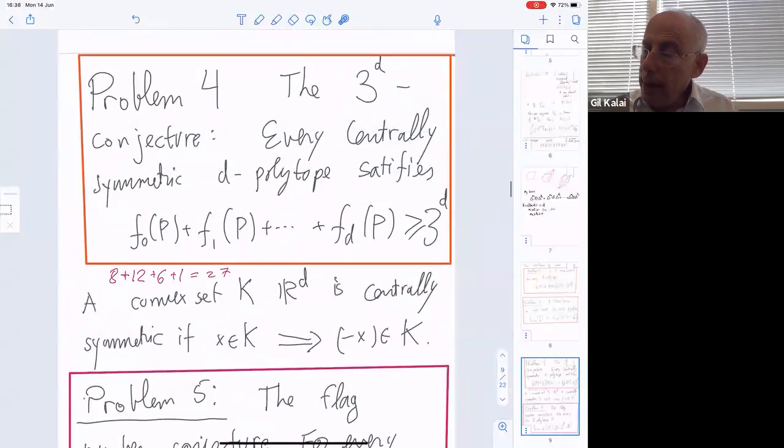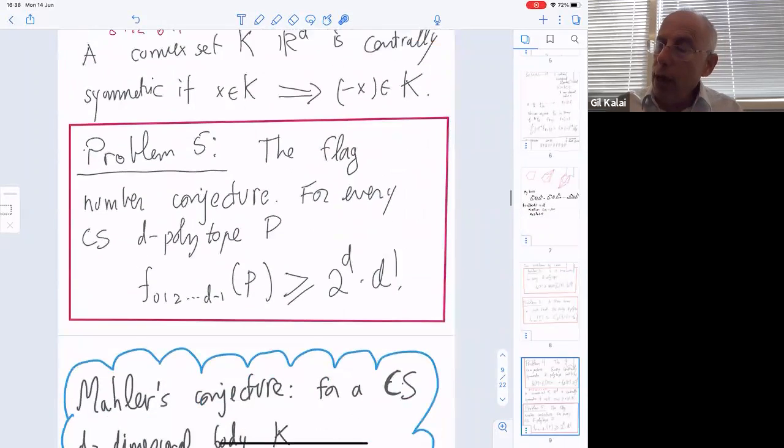The total number of faces, you can think about it as expressing the number of vertices in the barycentric subdivision. You can ask about other face numbers of the barycentric subdivision. And the other question is called the flag number conjecture. It says that for a centrally symmetric d-polytope P, the number of full chains F0, F1, F2, up to F(d-1), is greater or equal to 2 to the d times d factorial.